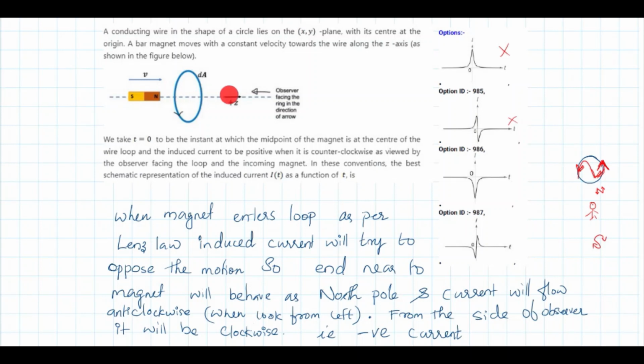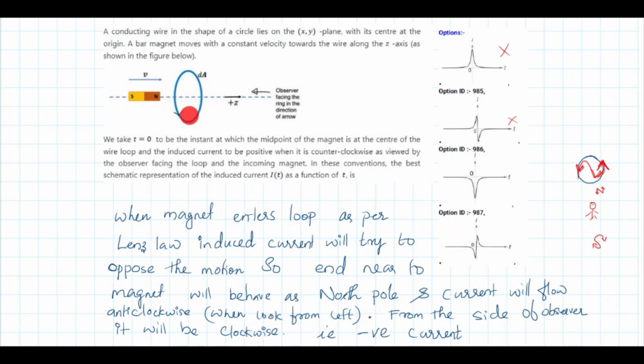When the magnet passes through the loop and moves in the forward direction, again a current will be induced because there is a change in flux. But now the induced current will try to oppose the outward motion of the magnet. So the induced current will try to attract this magnet. When the magnet moves outward, the south pole is on this side. The magnet will try to attract that south pole.